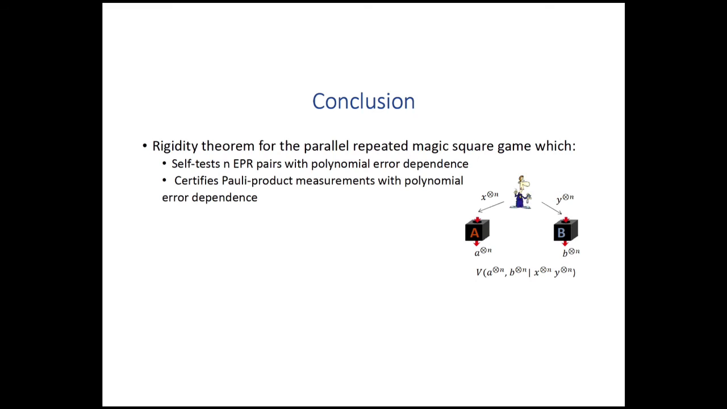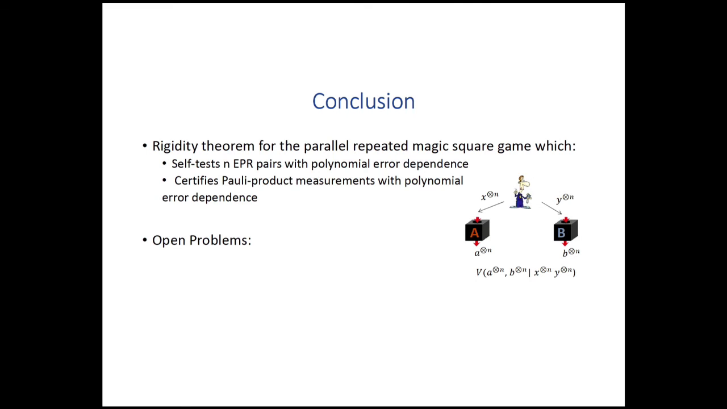I think I'm probably close to out of time or way over. So in conclusion, we prove a rigidity result for the parallel repeated magic square game. It self-tests n EPR pairs with polynomial error dependence, and it certifies n-fold Pauli product measurements with polynomial error dependence. And it does all of this assuming you have a classical verifier, while keeping the polynomial error dependence.